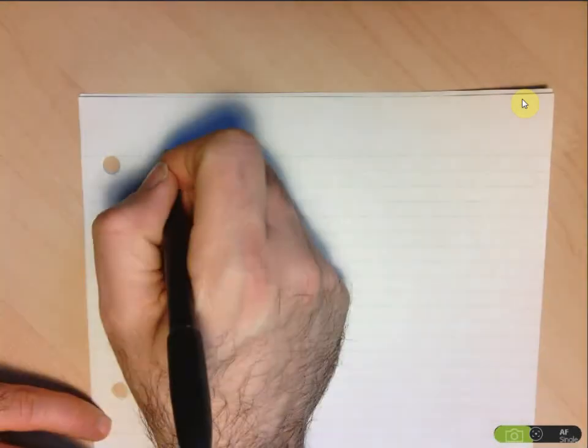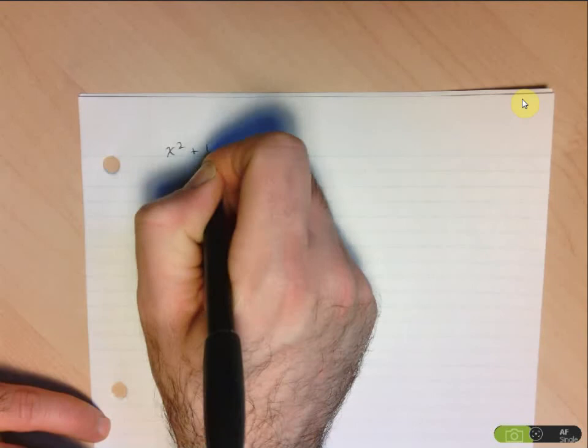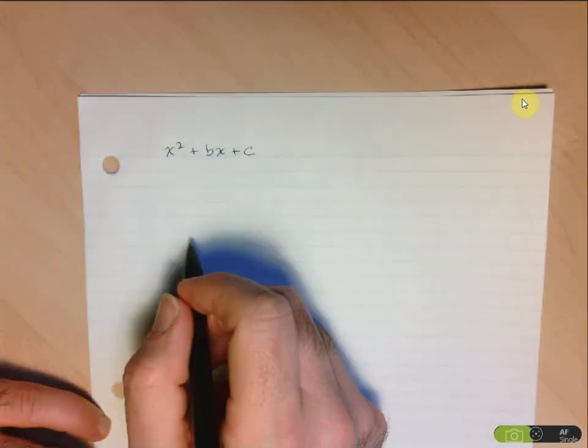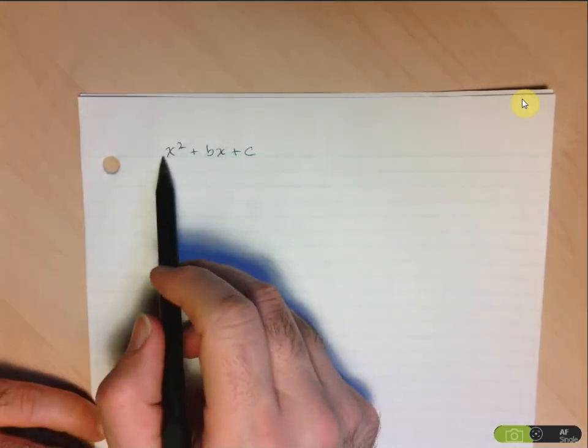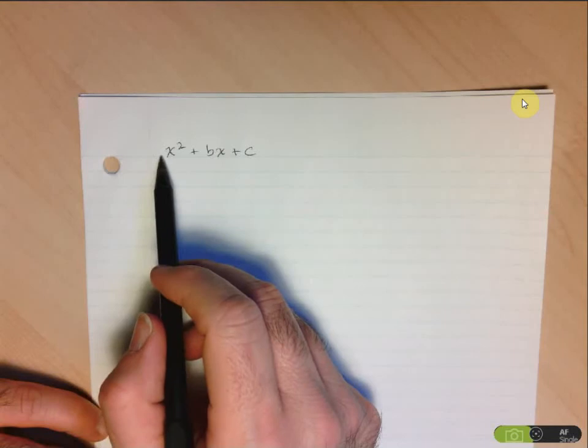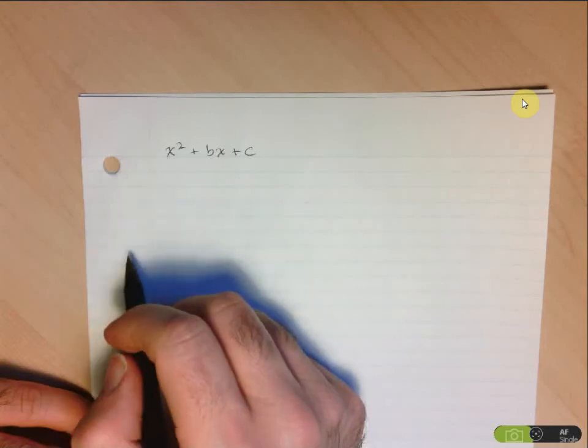Hi folks, today we're going to take a look at factoring trinomials of the form x squared plus bx plus c. In other words, trinomials with a leading coefficient of 1, meaning that the coefficient in front of the x squared is equal to 1.